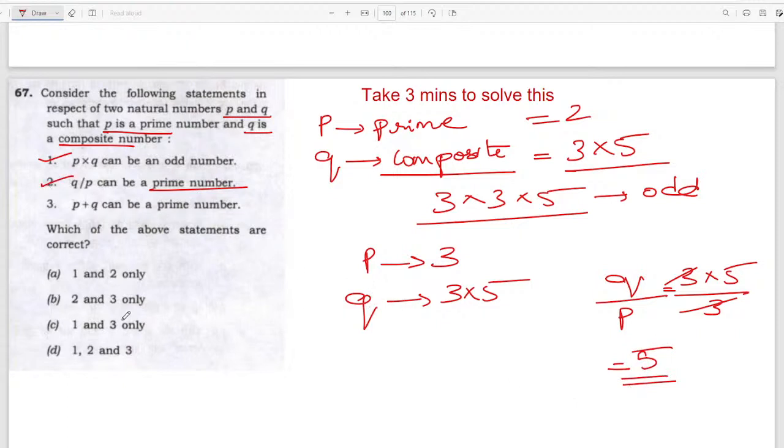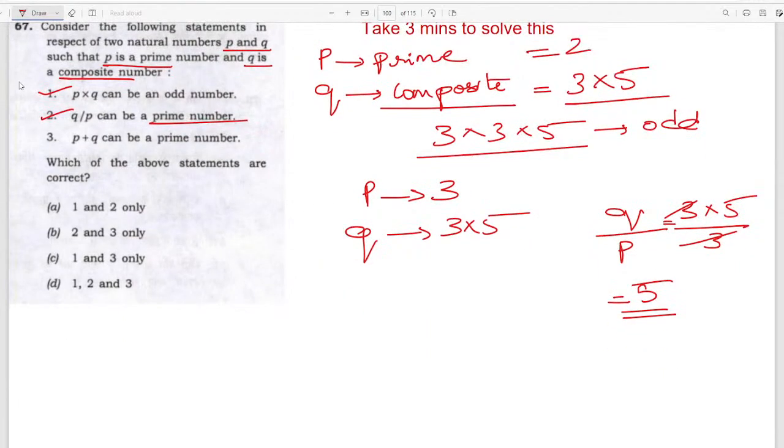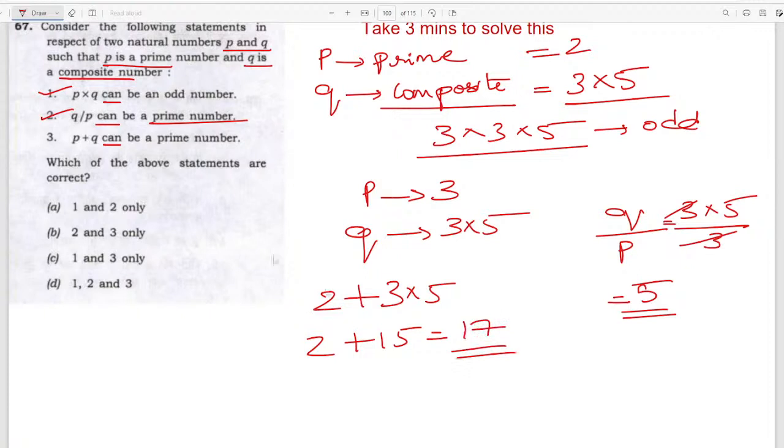And then P plus Q can be prime. In this case, please read the word "can". Even if there is one possibility, then this will be a true statement. So for P plus Q, let P be 2 and Q be 3 into 5, which is 15. 15 plus 2 is 17, and 17 is a prime number. So even this can be correct. P plus Q can be a prime number. So all three statements can be true, so option D is correct.